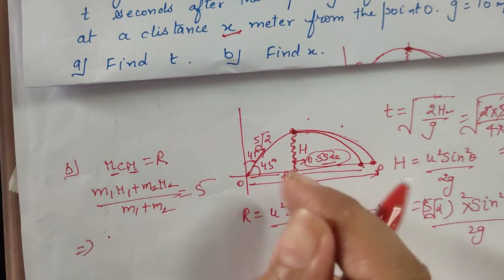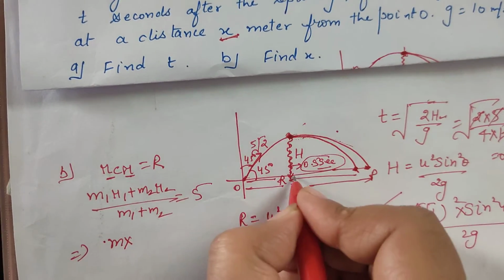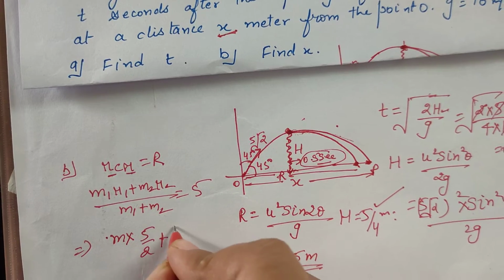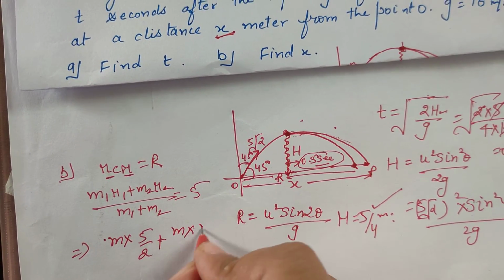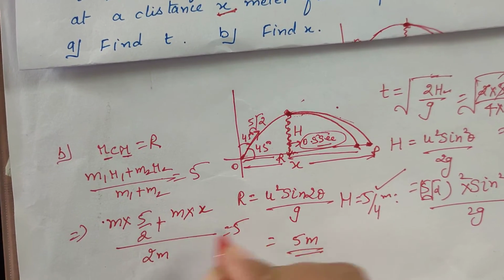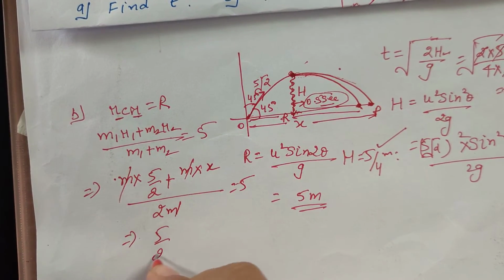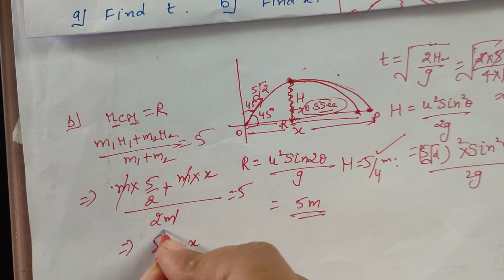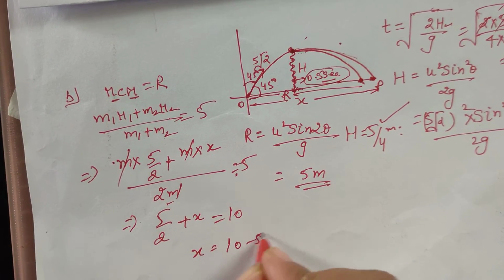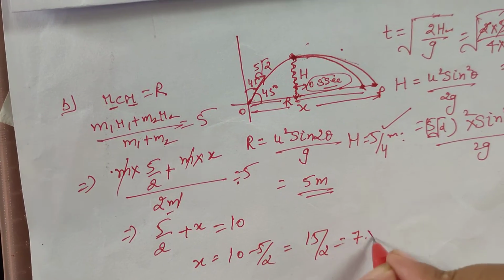Both parts are equal, so m times r1, which here is 5 by 2, plus m times r2, that is x, which we need to calculate, over 2m is equal to 5. Taking m common, it can be cancelled. So this is going to be 5 by 2 plus x equals 10 after cross multiplying the 2. x is equal to 10 minus 5 by 2, that is 15 by 2, that is 7.5 meters.